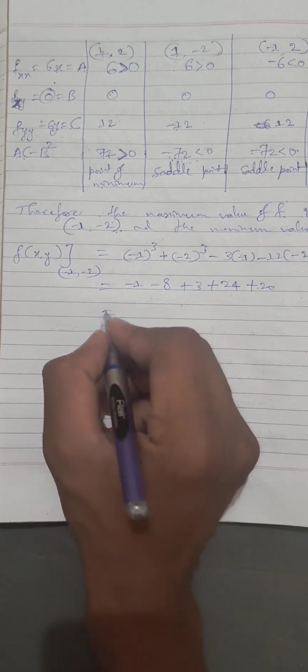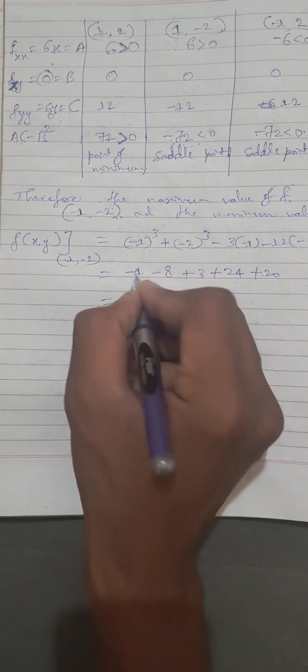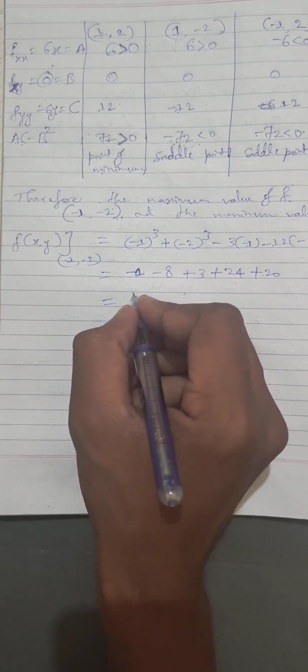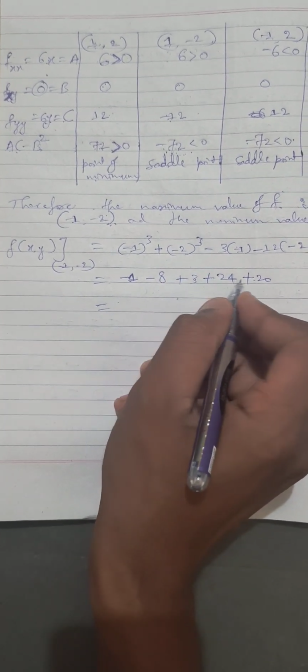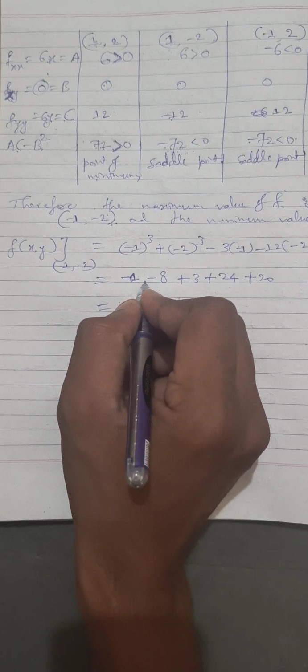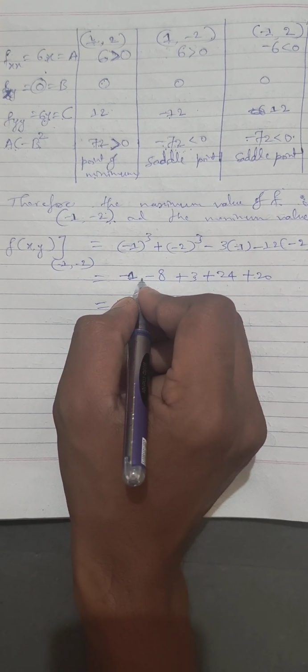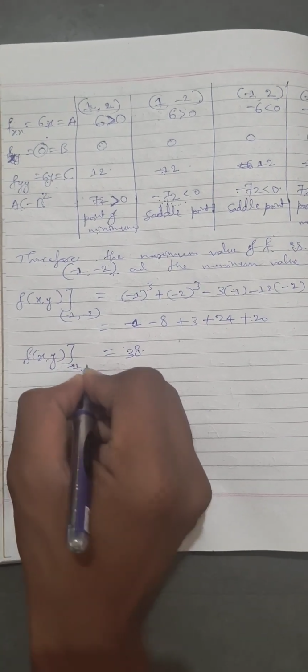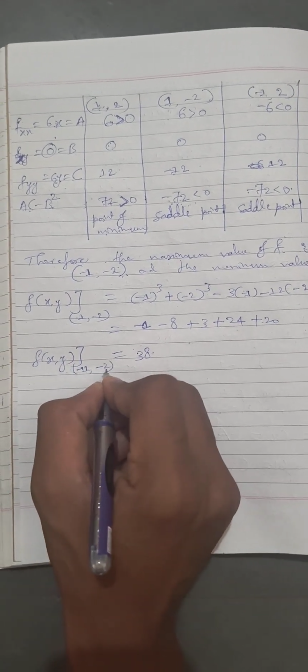48 minus 9, what is the value of 48 minus 9? This is 38. So this is the maximum value of this function, which is attained at the point minus 1 comma minus 2.